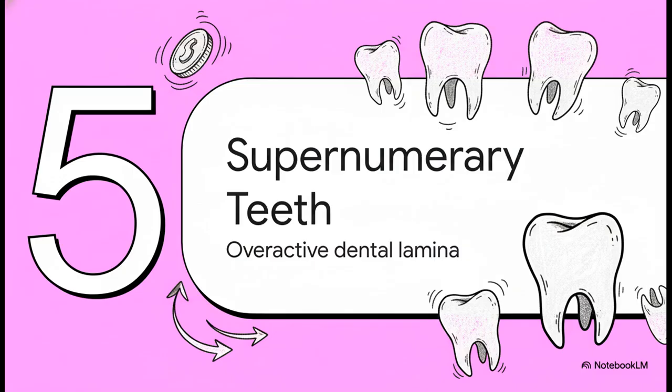Okay, time to flip the script. We've been talking non-stop about what happens when the dental lamina is underactive, when it doesn't make enough teeth. But what happens if it gets a little over-enthusiastic? Well, you get the opposite problem, supernumerary teeth, extra teeth. It's the same category of anomaly, a disorder of proliferation. It's just pushing the throttle in the other direction.